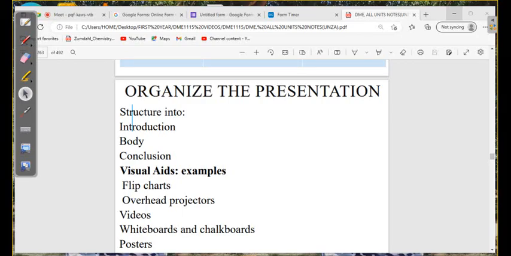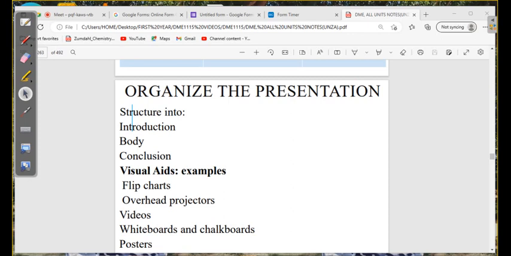Okay, so we are on how to organize the presentation. Remember, this is visual aids, like a one-to-one interaction with the audience. You are speaking. So one thing that you need to do is structure your presentation, like you are organizing a presentation, into an introduction, a body, and a conclusion.